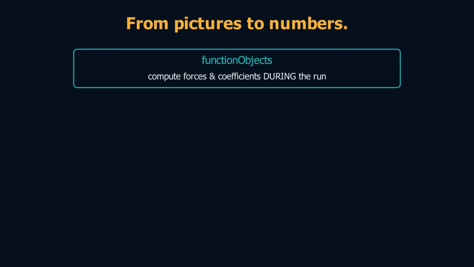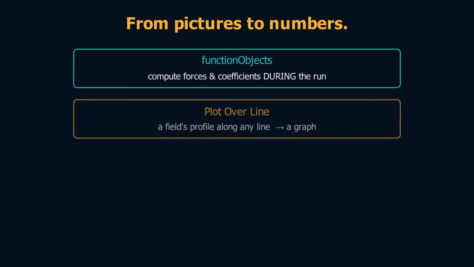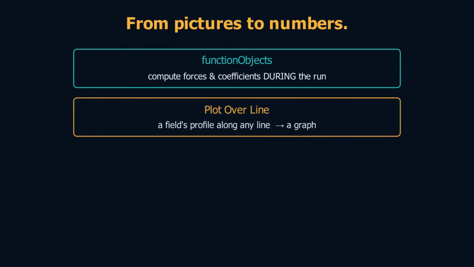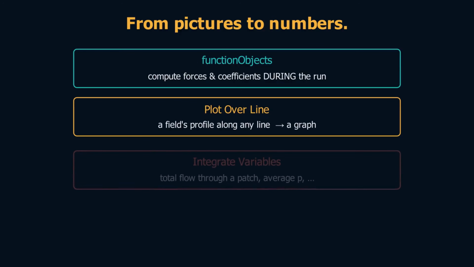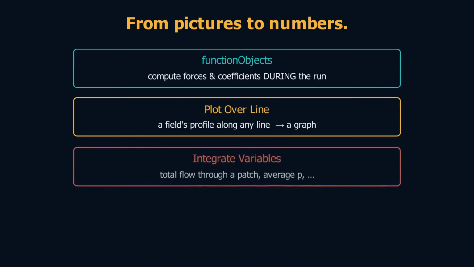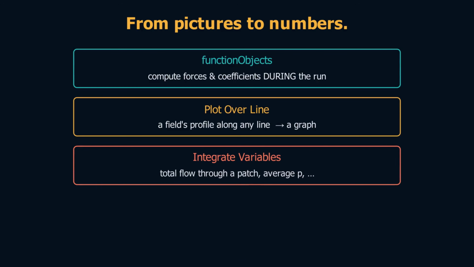In ParaView, Plot Over Line samples a field along any line you draw and gives you a proper graph, a velocity profile across a channel, say. And Integrate Variables totals a quantity over a surface, the mass flow through an outlet, the average pressure on a wall. Real, reportable engineering numbers.